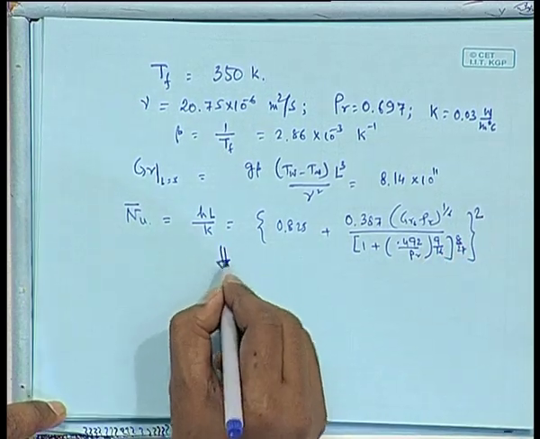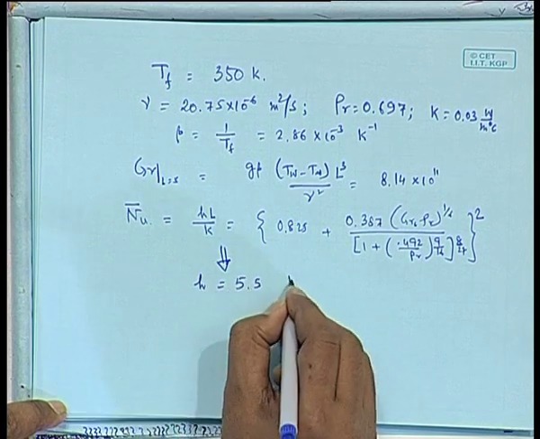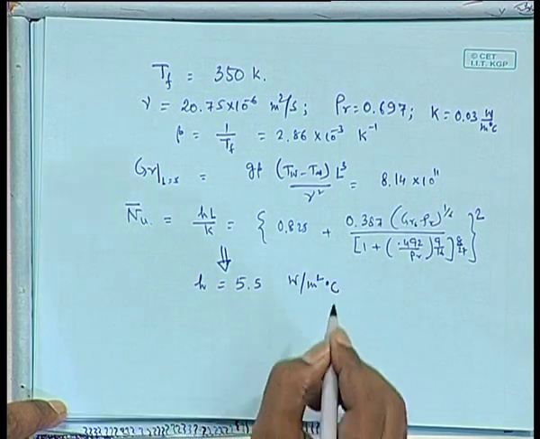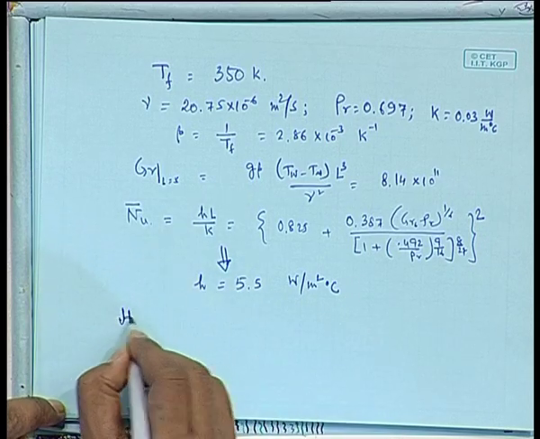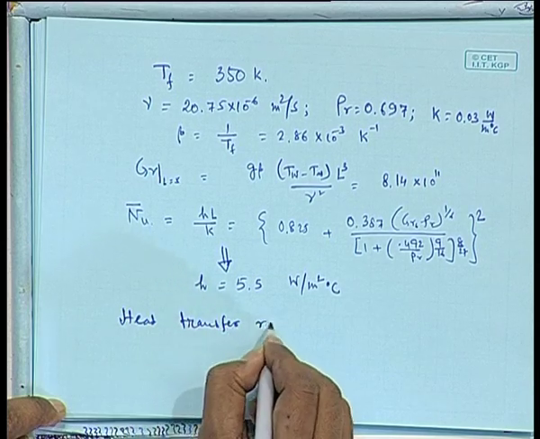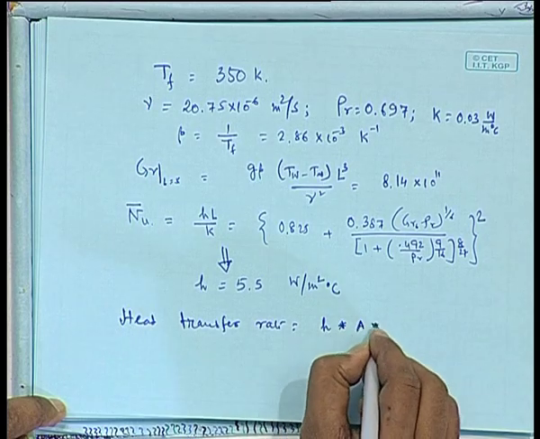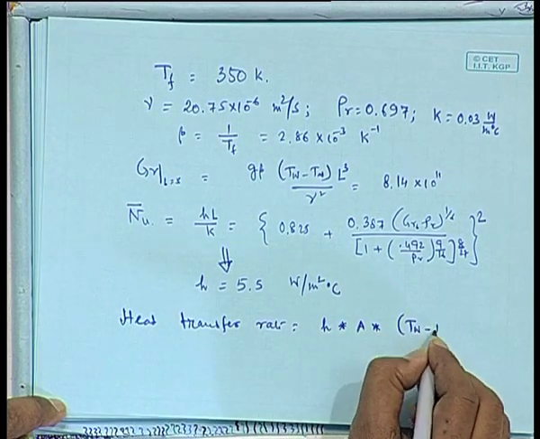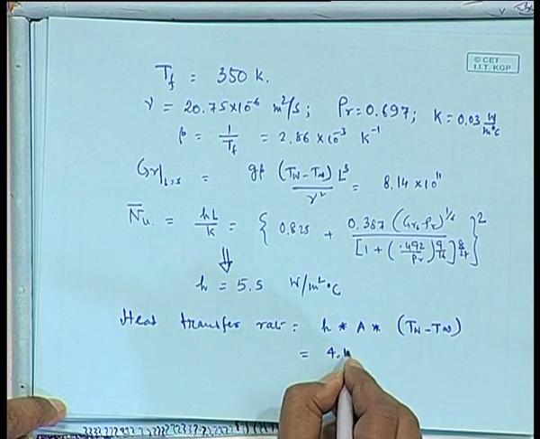So, you put in all the values and h turns out to be 5.5 watt per meter square degree centigrade. And you can find out the heat transfer rate, that is h times the area of heat transfer multiplied by Tw minus T infinity, and it turns out to be around 4.13 kilowatt.